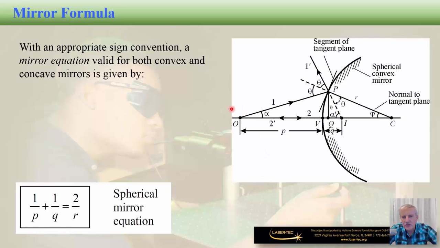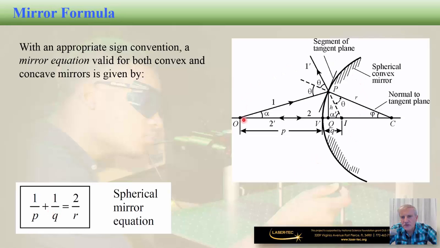As you can see here on the picture on the right hand side, we have the original located at point O. So if you measure the distance between the point O and the vertex of the mirror, this distance that's shown here, labeled as small p, is showing up in our mirror formula. The small q represents the distance of the image.